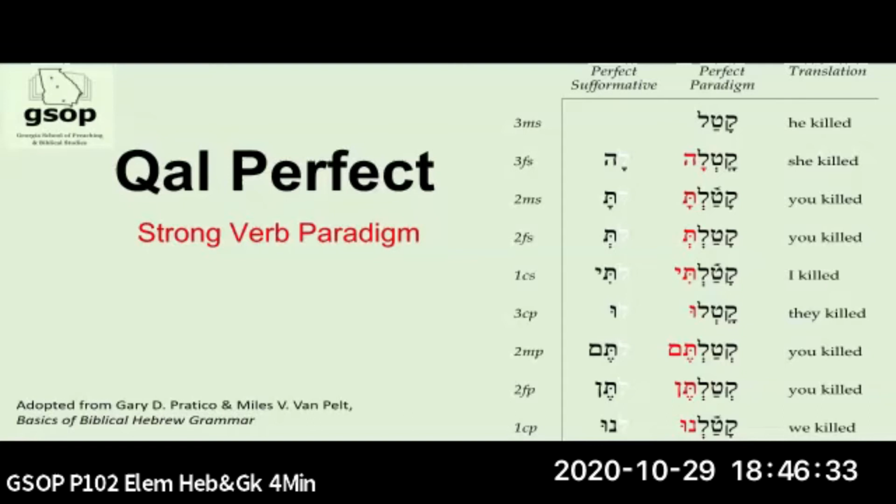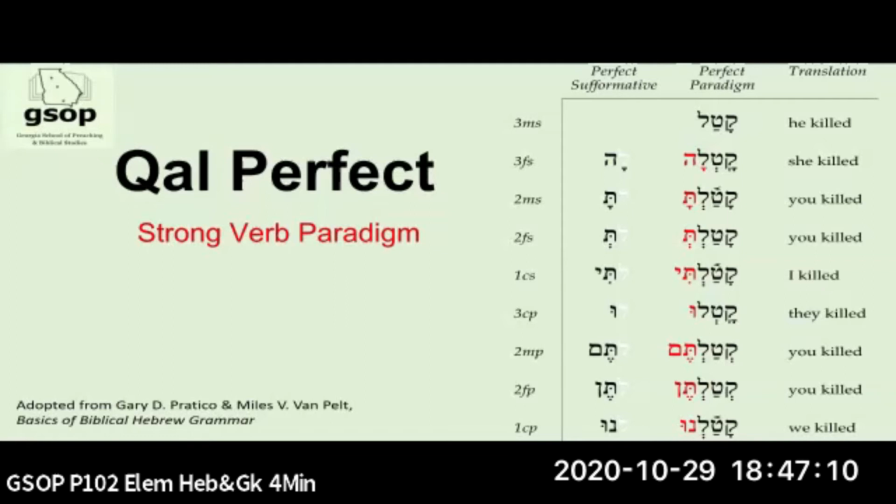So all we're going to do is change that suffix in order to make it second masculine singular, second feminine singular, first common singular, third common plural, second masculine plural, second feminine plural, and first common plural. Now, I'll point out a couple things here. The order might be a little unique for us. We normally start with first person: first, second, third, we go in order. But remember, Hebrew's written backwards anyway, right? Right to left instead of left to right. So let's start with third, second, and first. Same kind of thing.